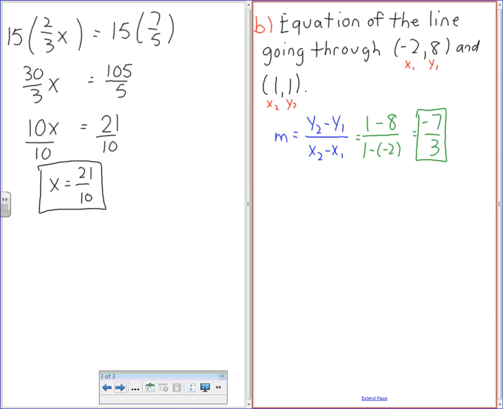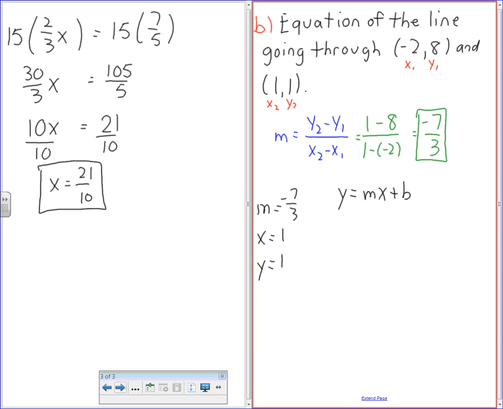Good. So it's going to be y equals mx plus b to get your y-intercept. On the left-hand side, I'm going to choose m equals negative 7/3, x equals 1, and y equals 1. I chose 1 and 1 because the numbers were nice. They're nice positive numbers, and small. I could have also done negative 2 and 8 if I wanted to, but I chose against that.